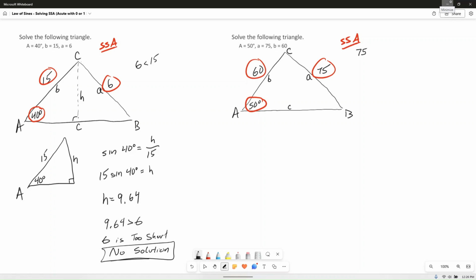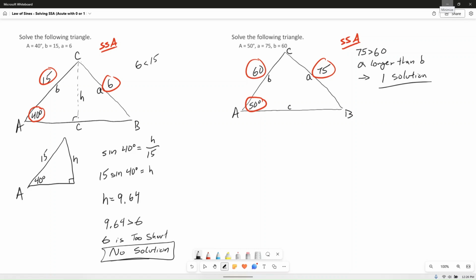We know that 75 is greater than 60. So the opposite side is longer than the adjacent side. So A is longer than B. And this was a case where we would only have one solution. Okay, so thankfully we only have to solve this triangle once. We don't have to do it twice. And solving it is just like we did in the previous example with the angle-side-angle.